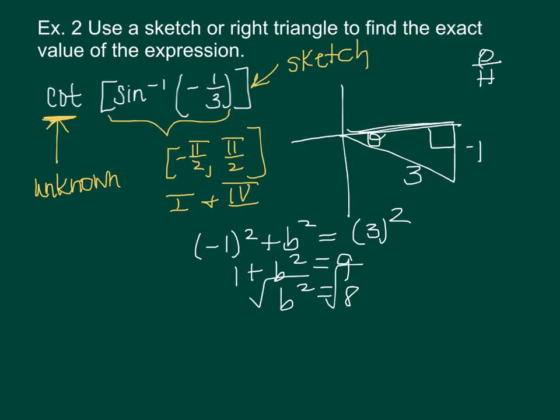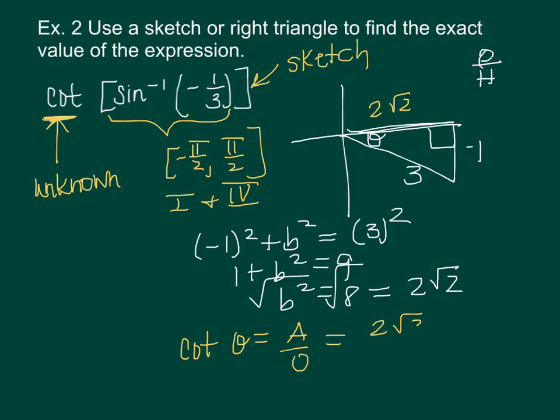You square root it. And I'm just going to simplify this to 2 square root of 2, which is positive in this quadrant. Now they want cotangent of theta, which is adjacent over opposite. So that's 2 root 2 over negative 1, which equals negative 2 root 2.